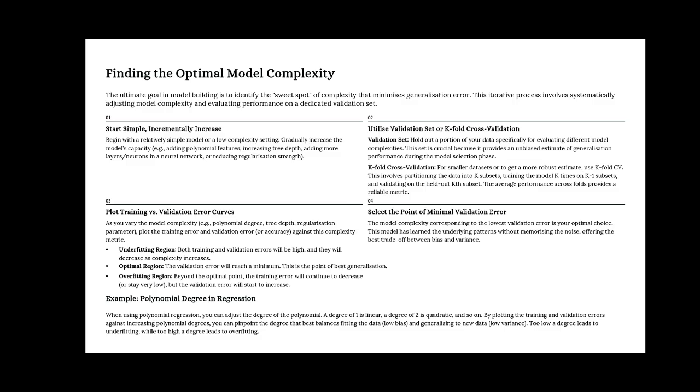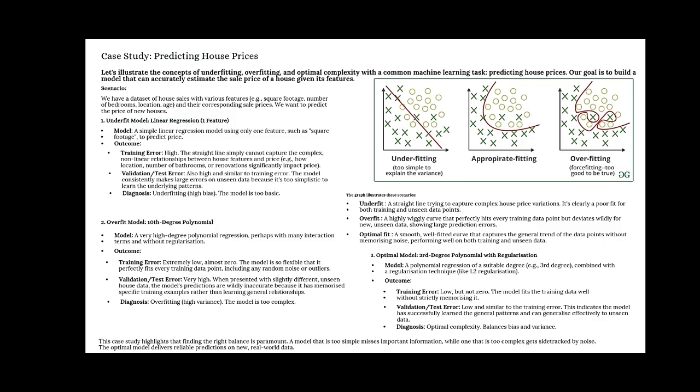So now let's move on to the case study. In this case study, we will predict house prices. So here are the graphs on the slide. We can perfectly illustrate our three different scenarios. The underfit model. Imagine we use a simple linear regression with only one feature. The model will have high training and test error because a straight line cannot capture the complex housing market. This directly corresponds to the first image we see, labeled underfit, where the straight line is clearly a poor fit for the data.